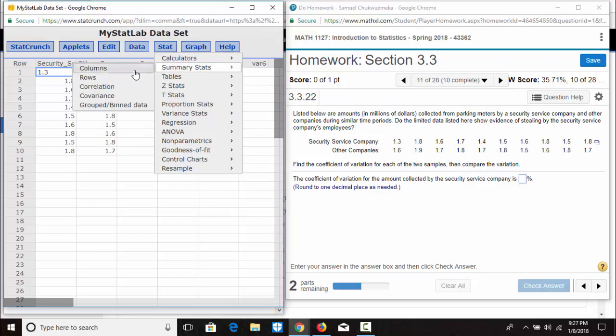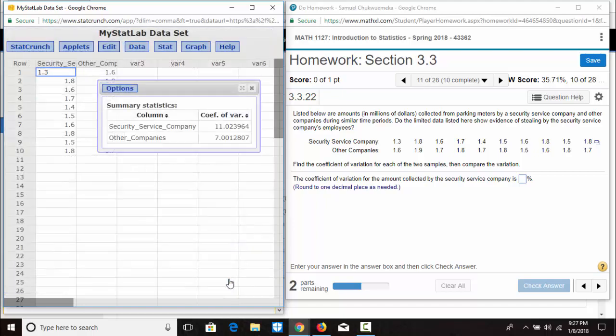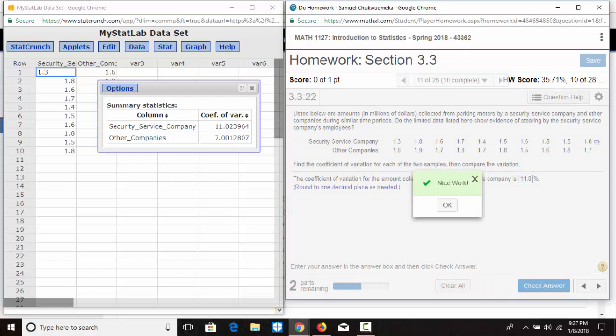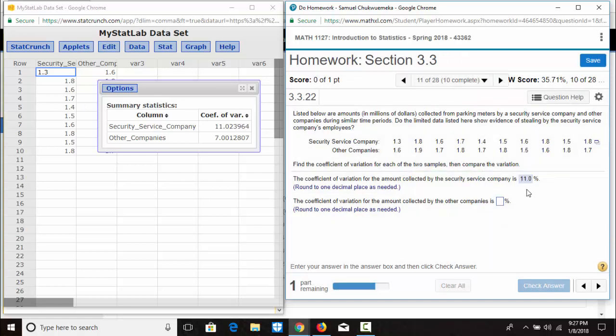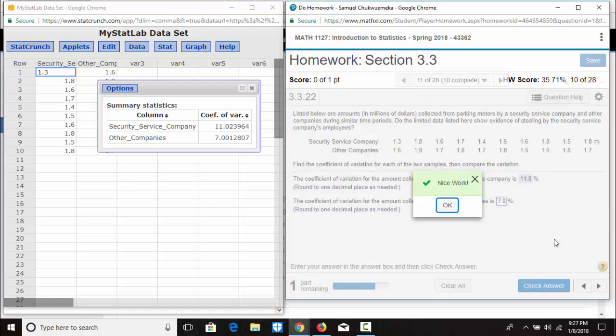Stats, Summary Stats, Columns, select the two, then look for coefficient of variation. There you go, compute. So the first one to 1 decimal place is 11.0%. The second one to 1 decimal place is 7.0%.